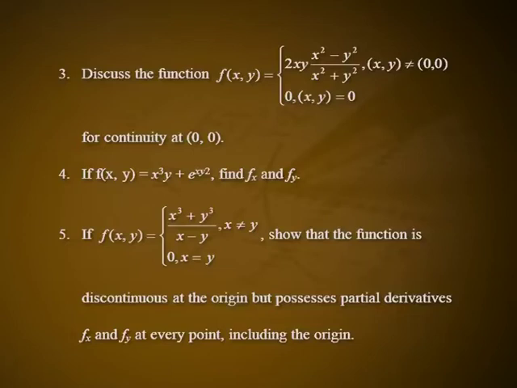Fifth one, if f(x, y) is equal to (x cubed plus y cubed) divided by (x minus y) for x not equal to y, and 0 for x equal to y, show that the function is discontinuous at the origin but possesses partial derivatives fx and fy at every point including the origin.